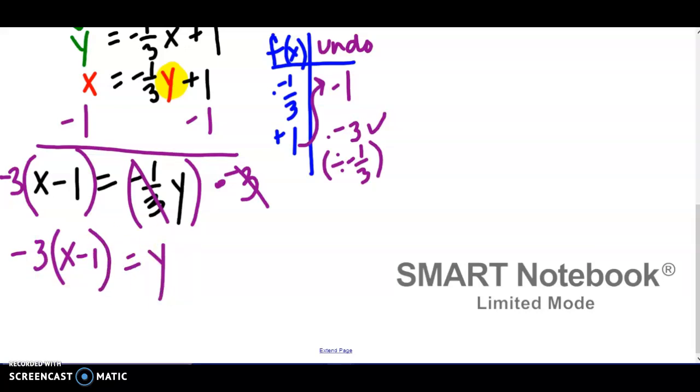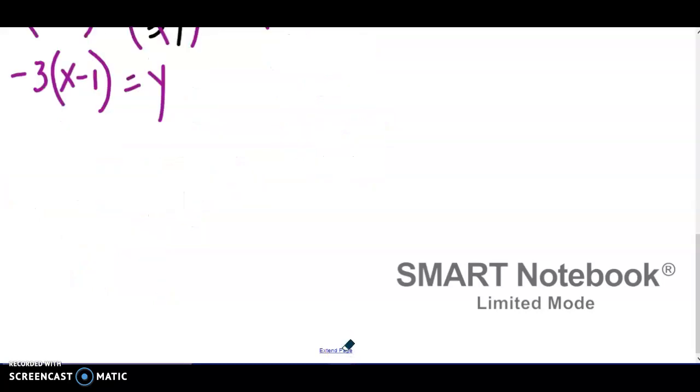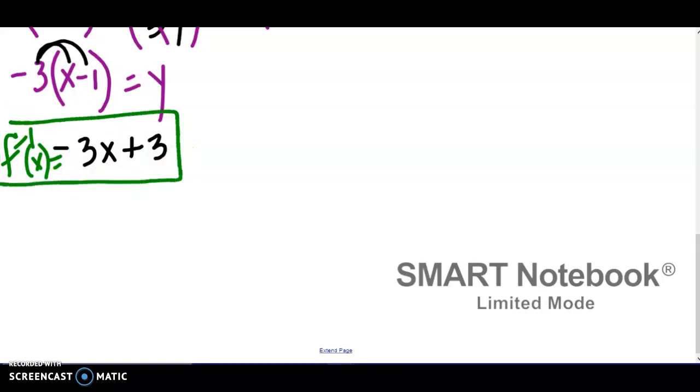And then we can simplify that just a little bit more, which is going to give us negative 3x plus 3 when you distribute. And now we're going to go back to our old notation, which was f of x notation, but we're going to write it as f inverse because this is the undoing equation. So since it's the inverse, this would be our final answer.